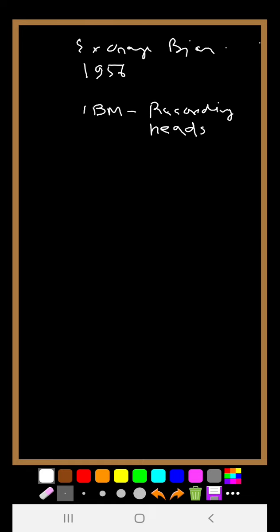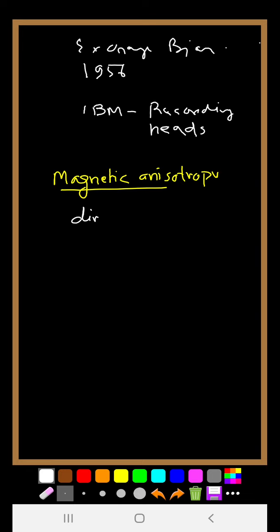Now, if we look into the other aspect of the magnetic materials used in exchange bias, then we need to understand what magnetic anisotropy is. So, magnetic anisotropy is basically what we call the directional dependence of a material's magnetic property.